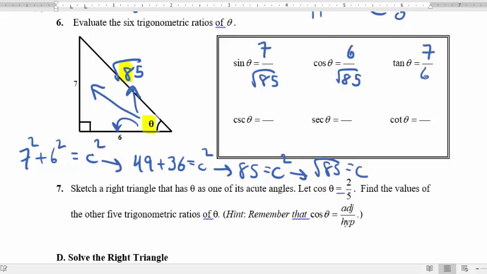And then they have this lined up nicely where the things underneath are reciprocals of the things above, right? So the cosecant is the reciprocal of the sine. So that would be the square root of 85 over 7. Secant is the reciprocal of the cosine. So that's going to be the square root of 85 over 6. And then the cotangent is the reciprocal of the tangent. So that's going to be 6 over 7.